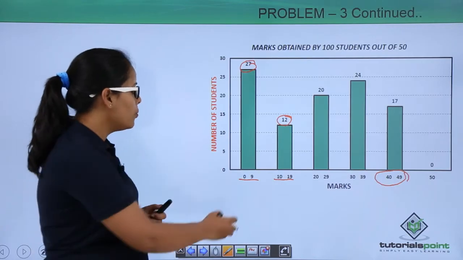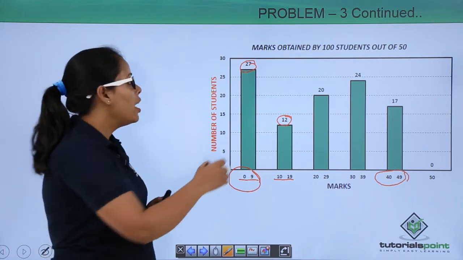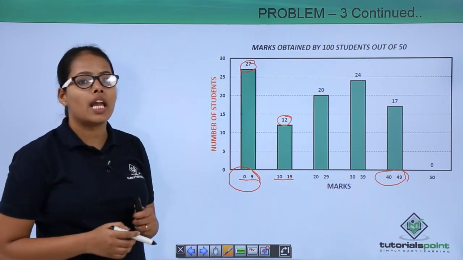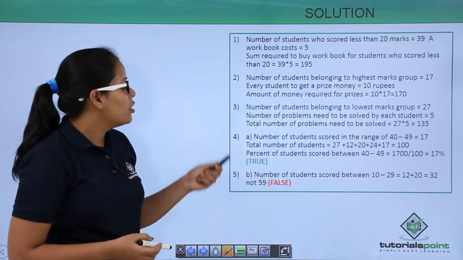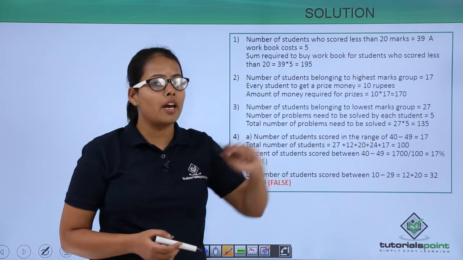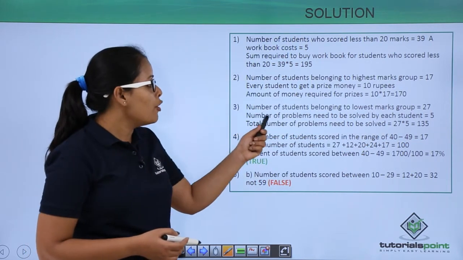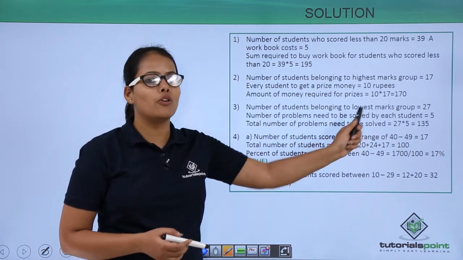So here what you will do, this is the lowest marks group from 0 to 9, and the number of students in this marks group is 27. So the number of students lying in this lowest marks group is 27. The number of problems to be solved by each student is equal to 5.